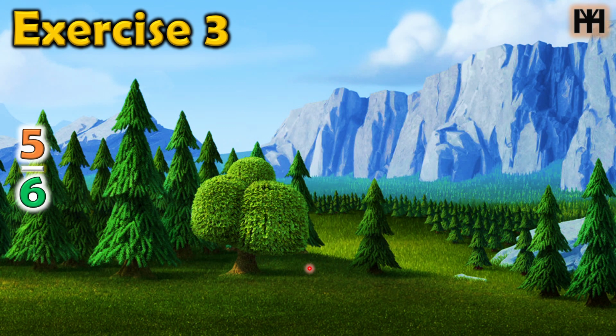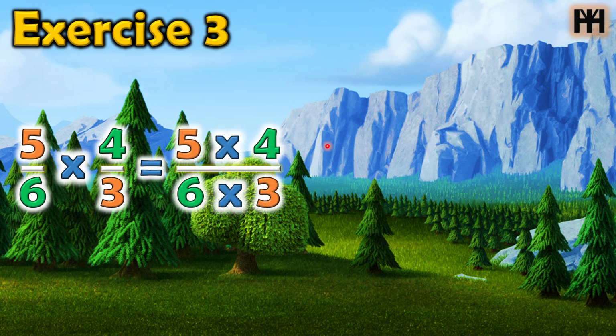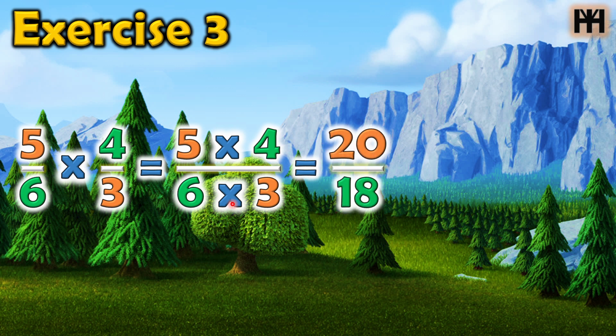Exercise 3. Let's say we have 5 over 6 divide 3 over 4. Okay, let's flip them. So this division will turn into a multiplication. So we have 5 times 4 over 6 times 3. Okay, 5 times 4 will be 20 and 6 times 3 is 18. Are we done here? No, we can simplify them. Divide by 2 up and down. So it will be 10 over 9.